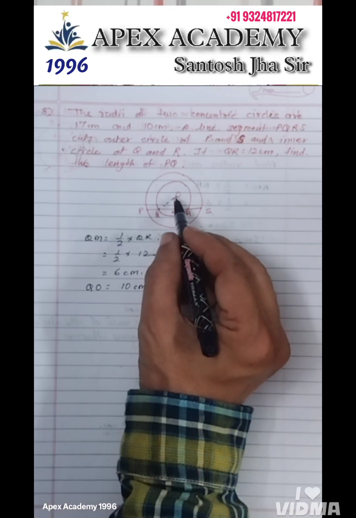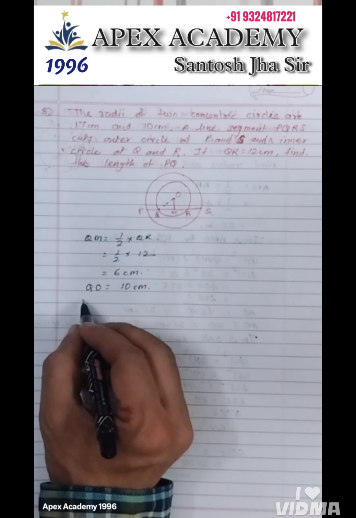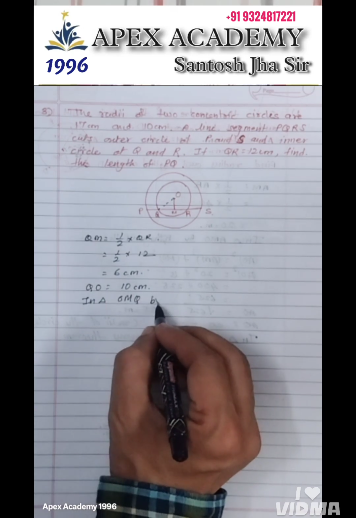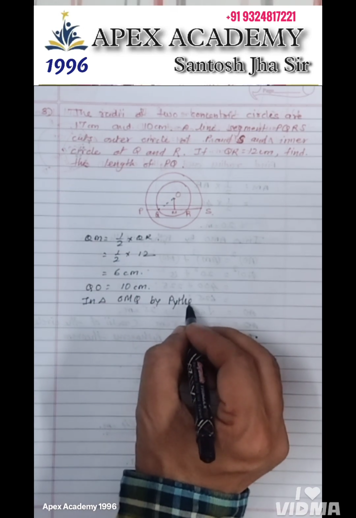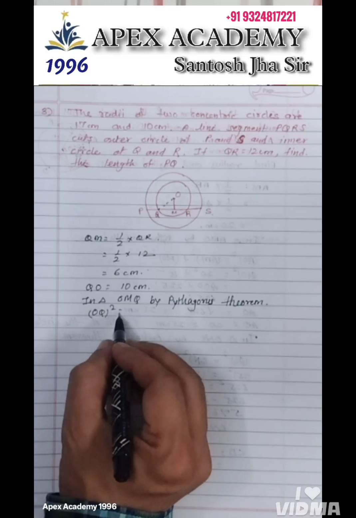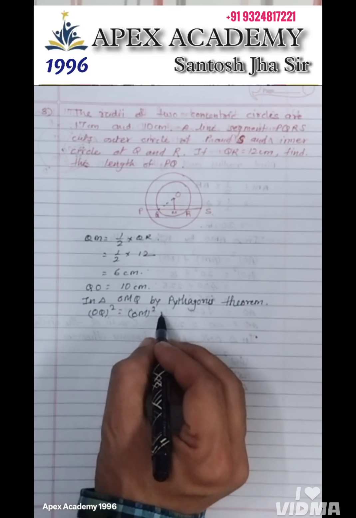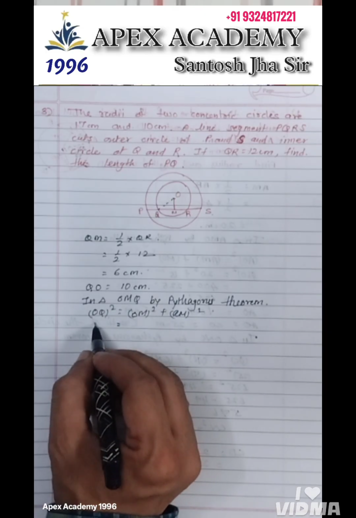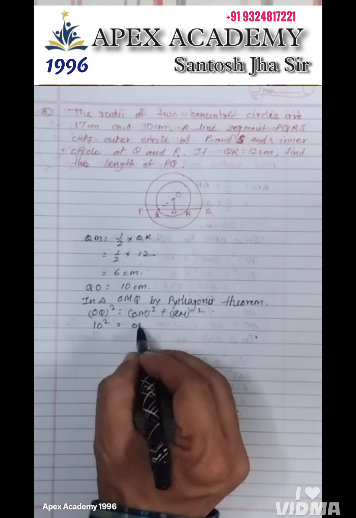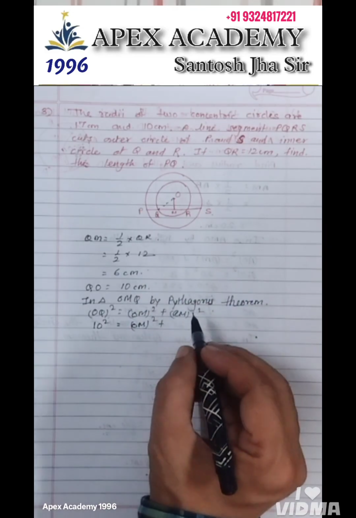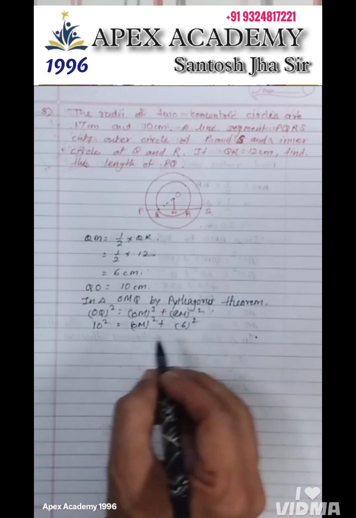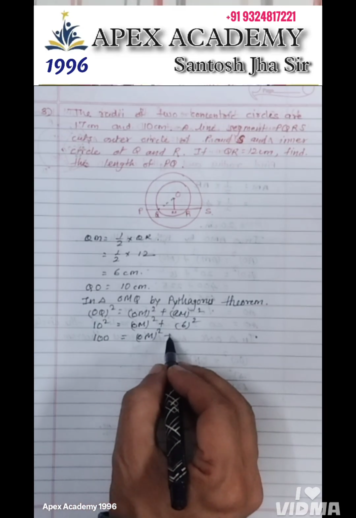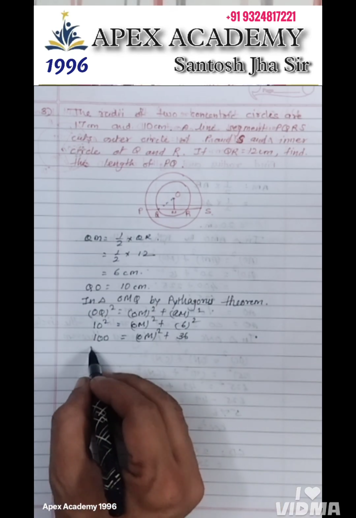And in triangle OMQ we can use the Pythagoras theorem. So in triangle OMQ, by Pythagoras theorem, OQ square is equal to OM square plus QM square. OQ is given 10 cm, OM is not given, QM is 6 already we found. So 10 square is 100, 36, shift 36 to this side.